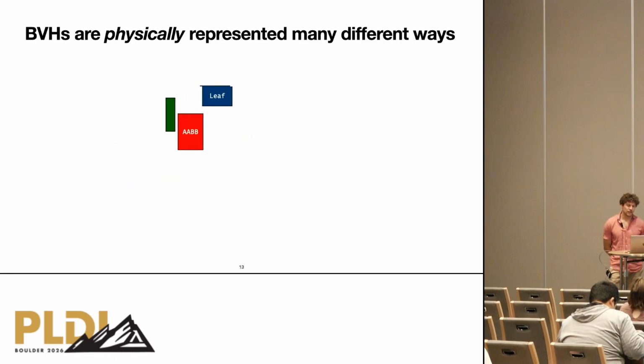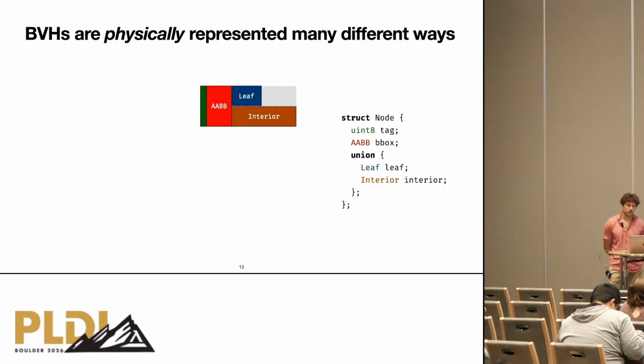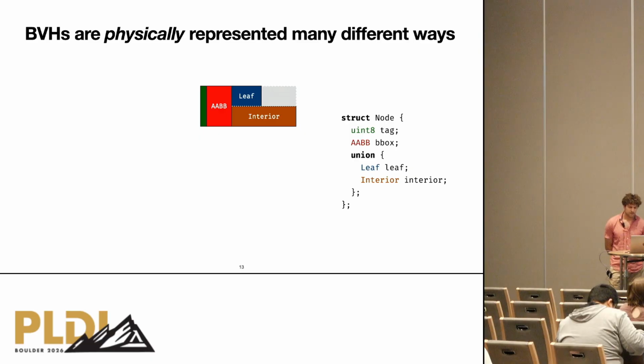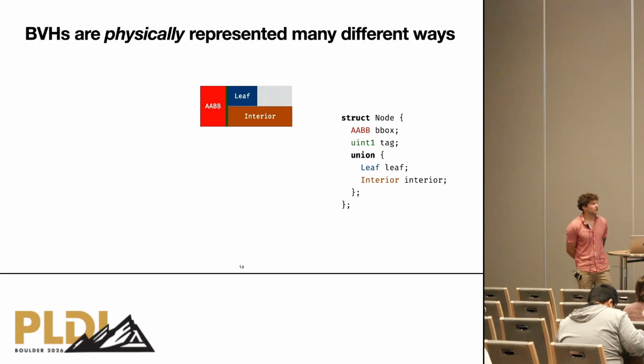And so one physical layout we might choose is the following, where we have a struct called node, and first we store a tag as 8 bits. We then store the axis-aligned bounding box, and finally we store the union of the leaf and interior node. In the case of the leaf node, we have these wasted bits, or wasted space rather, because the leaf node is much smaller in size than the interior node. We can also choose the following representation, where instead we store the axis-aligned bounding box first, and we store a single bit to represent the tag, because clearly there are only 2 different cases we have to distinguish.